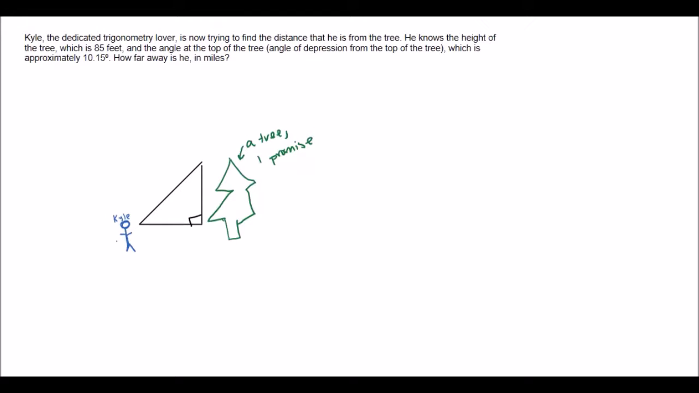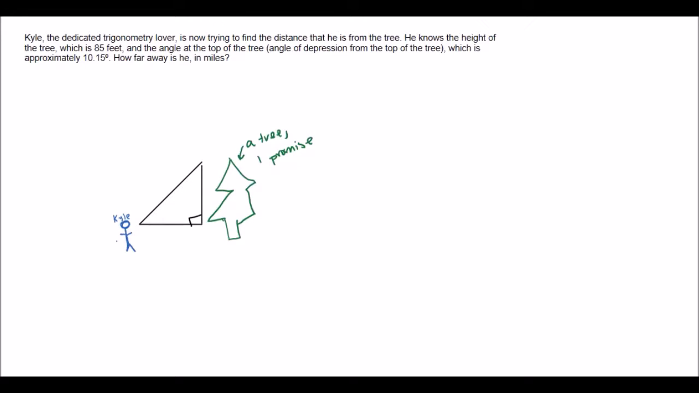Alright, so now we're going to move on to our next example. Kyle, the dedicated trigonometry lover, is now trying to find the distance that he is from the tree. He knows the height of the tree, which is 85 feet, and the angle at the top of the tree, the angle of depression from the top of the tree, which is approximately 10.15 degrees. How far away is he in miles?